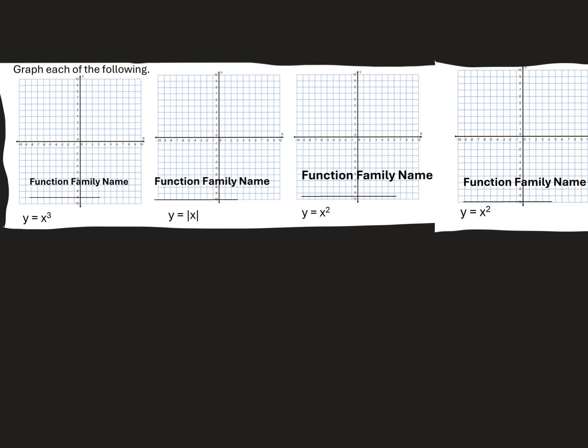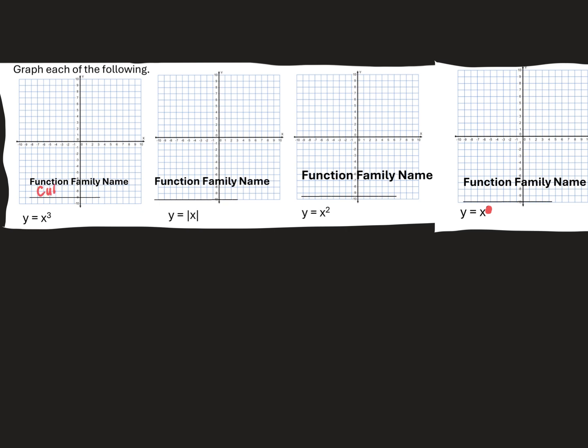Next, we are going to actually graph y equals x cubed, y equals absolute value of x, y equals x squared. Oh, and y equals x squared is repeated. Let's just make that y equals x. So on your paper, just make that y equals x. At some point, you will have these memorized.